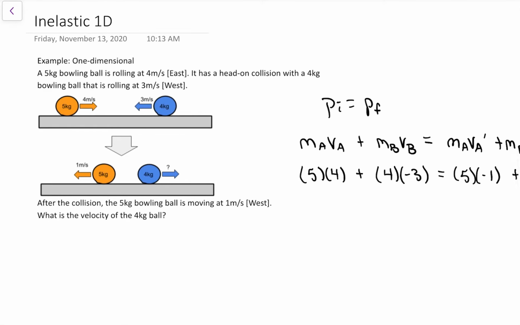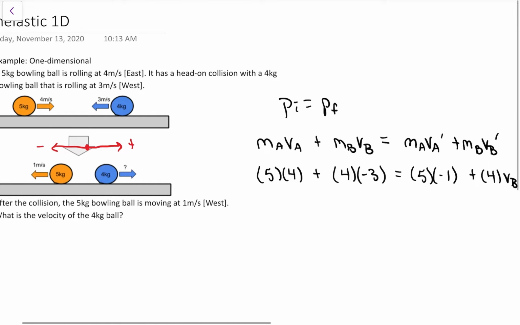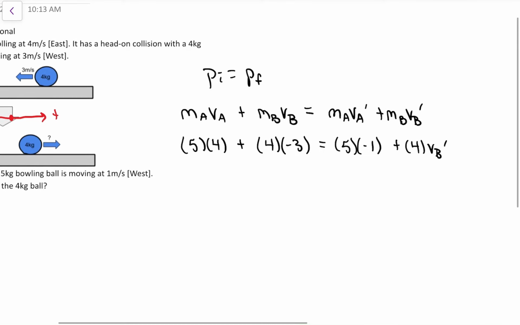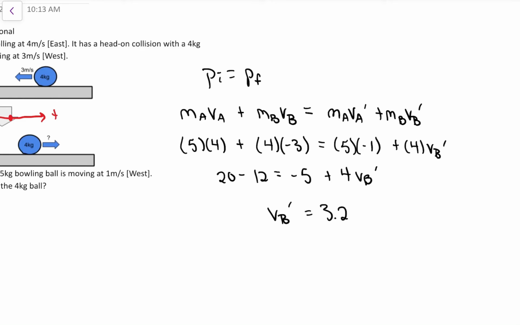Might not be a bad idea when we're setting this one up to do kind of what I see sometimes people doing in vector work. We're going to call anything going to the right as positive, or east as positive, anything going west or left as negative, just to help you keep the signs right. The algebra here isn't too bad. It's nice and linear. We get a 20, take away 12 equals a negative 5, and 4 times, I don't know. Flip-flopping things around, we get 8 and 5 is 13. 13 divided by 4. The speed of VB after the crash is 3 1/4.